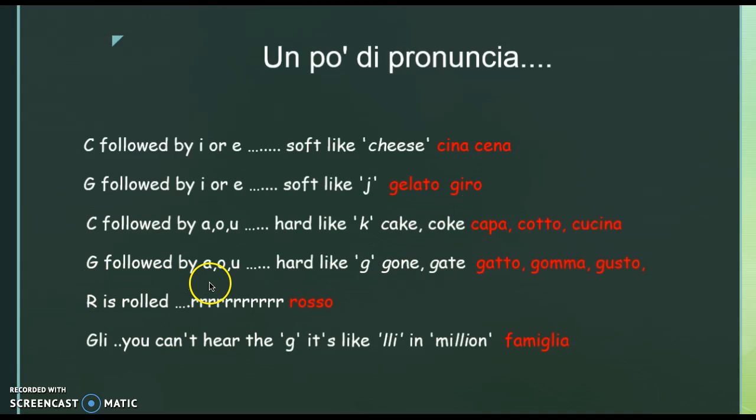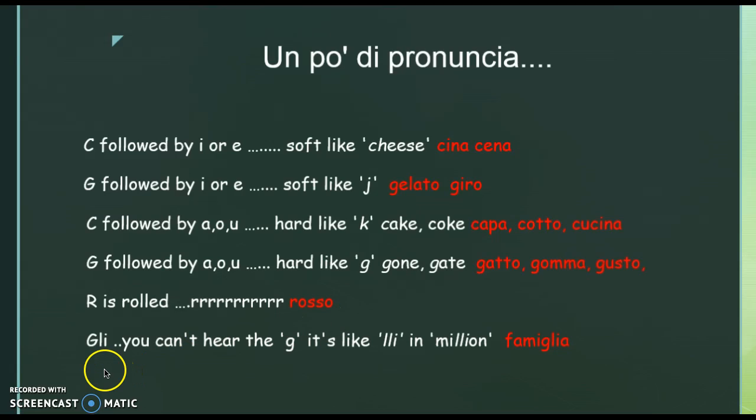G followed by A or U makes the hard G sound, as in gone or gate. Gatto, gomma, gusto. The R in Italian is rolled. R, rosso.